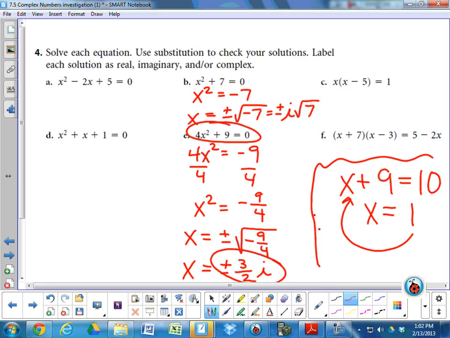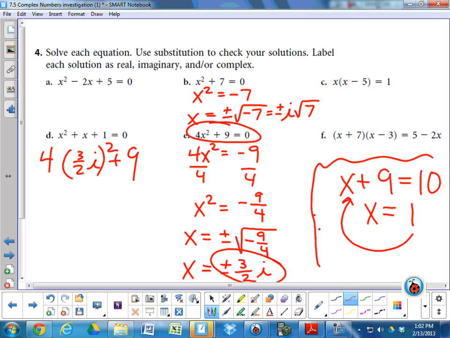Can you guess a number that you would square and multiply by 4 and add 9 and get 0 in the real number system? Well, why can't you, in the real number system, square something? That's the key part. Squaring it makes it positive. Multiplying by 4 makes it more positive. And adding 9 only makes it even more positive. Will you ever get 0? No. But what if you take 3/2 I and square it and multiply by 4 and add 9?